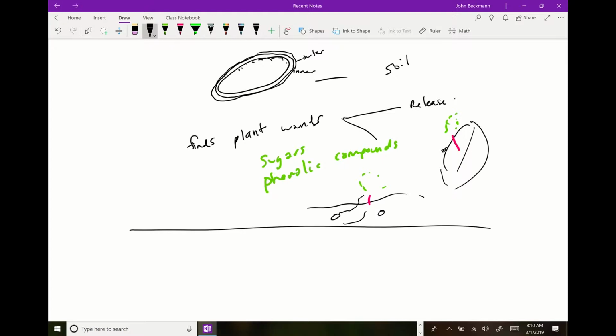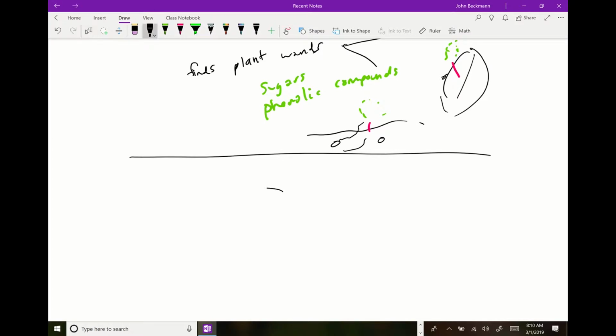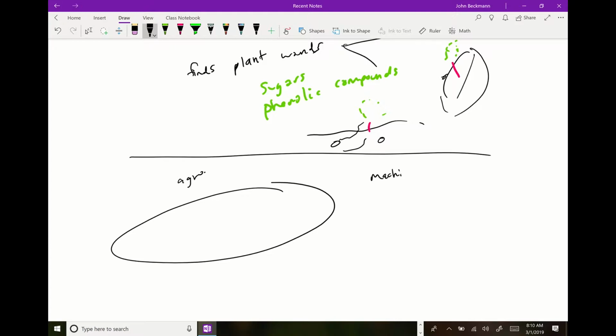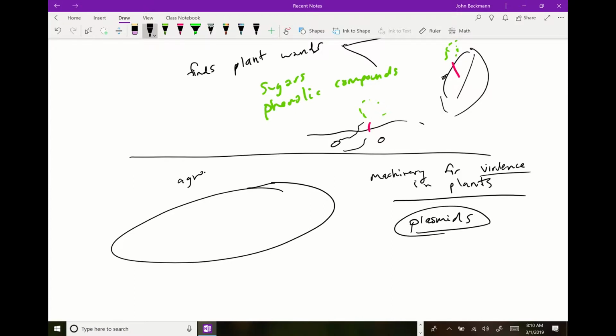Okay. So it finds plant wounds, it senses them in the environment, and within Agro, so if this is Agro, it's got specialized machinery for virulence in plants. So from what I've taught you guys about bacteria, where do you think you would find these virulence factors? On plasmids, right? Like I talked about that in the basic biology of plasmids: what do you often find on plasmids?